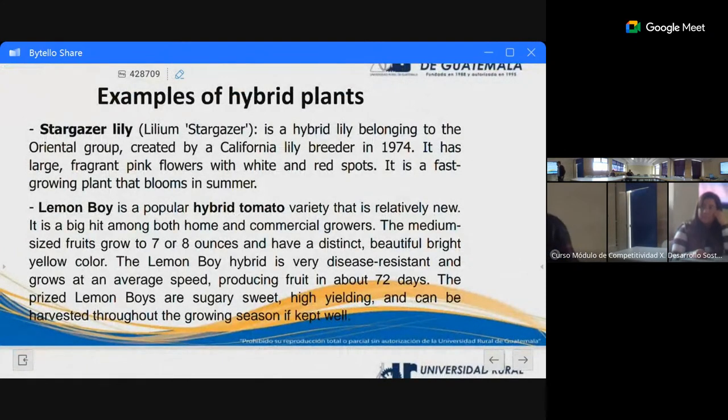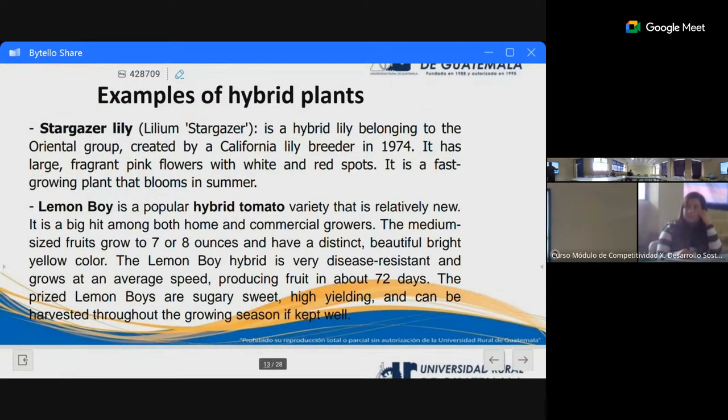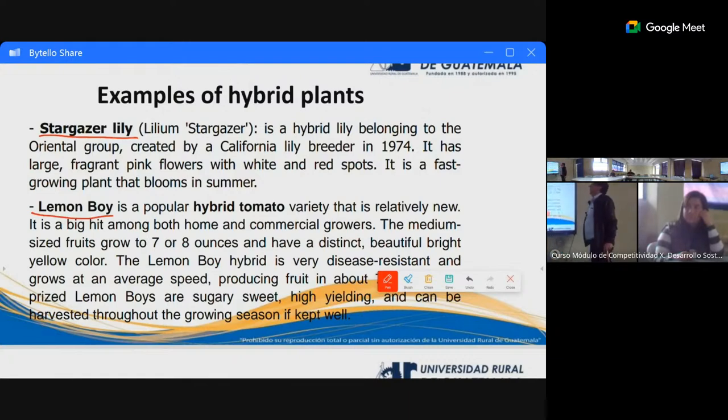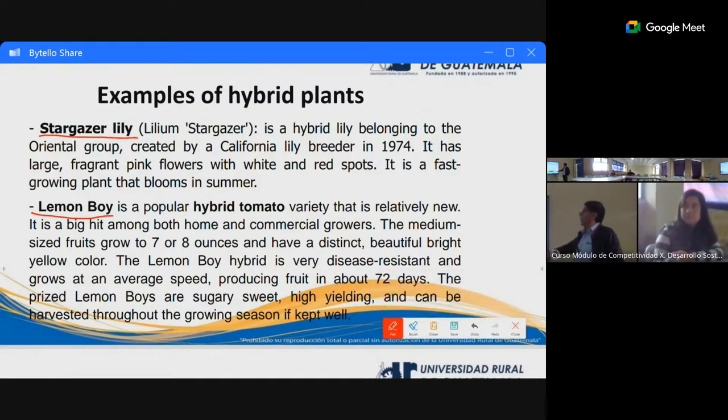Here we have two examples. The first one is the stargazer lily and the second is the lemon boy. These are two hybrid plants obtained by crossing two species. We will check the next slide with this type of plants. The first one was created by a California lily breeder in 1974. It has large, fragrant pink flowers with white and red spots. It is a fast-growing plant that blooms in summer.